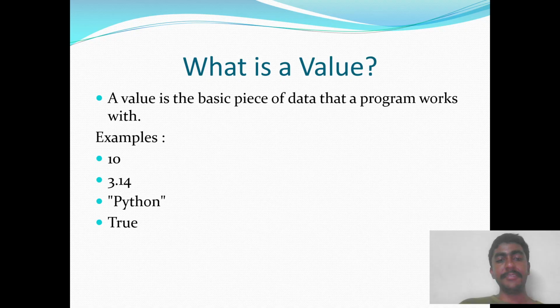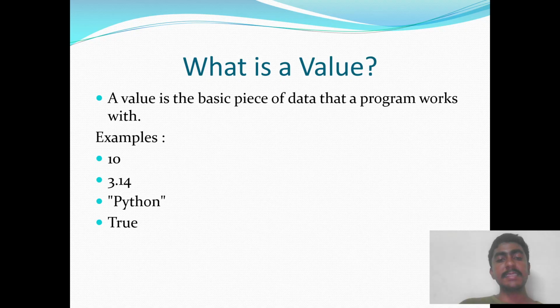Let's do a small activity. I will say a value, and you have to tell me what type it is. Ready? 100. It's an integer. Next, 89.6. It's a float. Python. Exactly, it's a string. Finally, false. It's a Boolean value. So before we move ahead, remember these points.